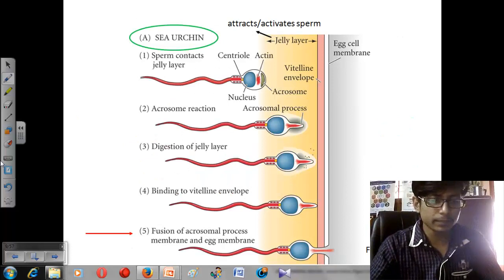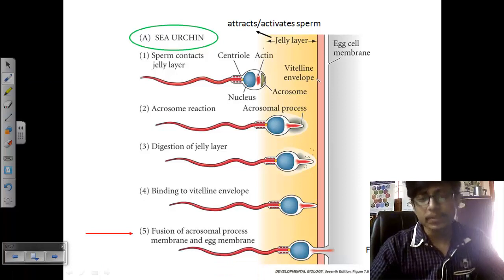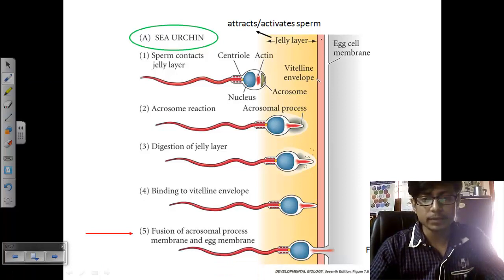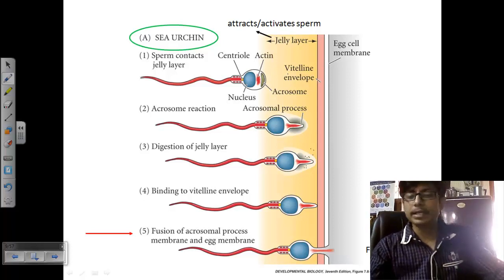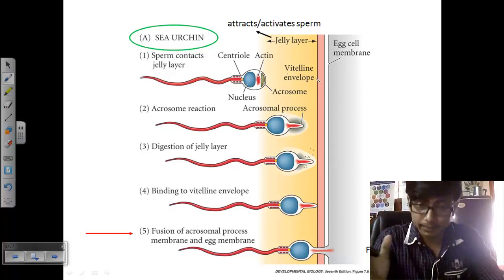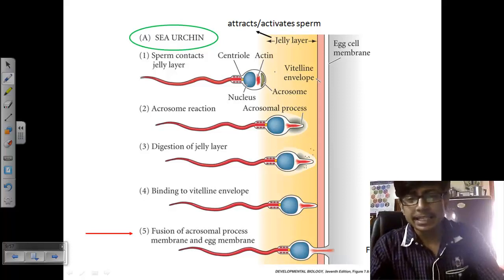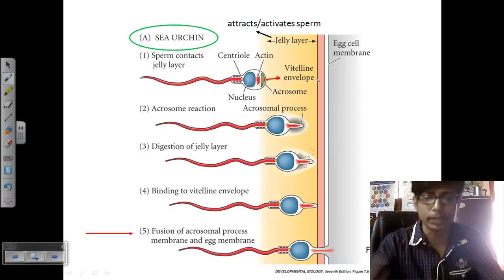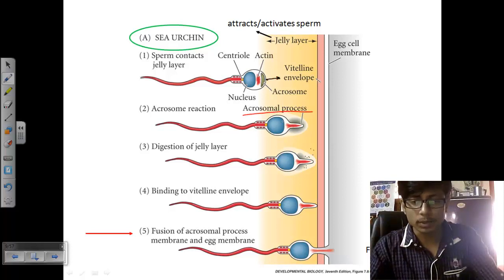This is a process again denoted for the sea urchin. So this is the vitelline envelope, in between the jelly and the egg membrane. With the help of the acrosome, it will bind. Acrosome process means, when the sperm is in close contact with the egg's outer jelly-like layer, you see there are some actin filaments arranged at the top of the head of the sperm, which start to arrange themselves and push these acrosomal vesicles forward. This is called the acrosomal process.